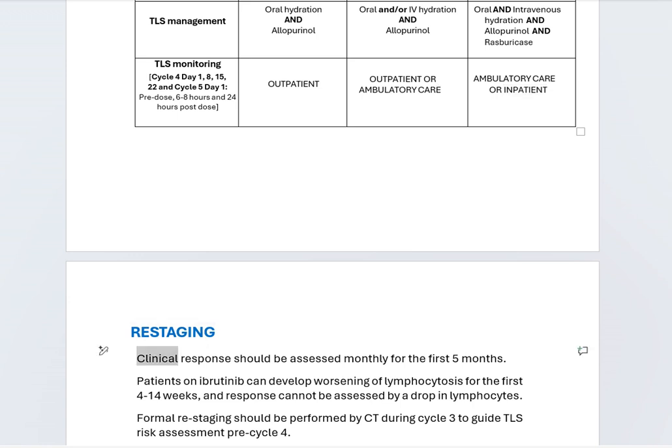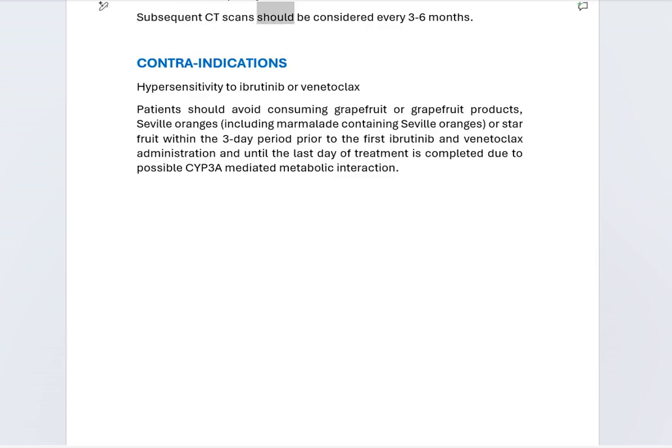Restaging. Clinical response should be assessed monthly for the first 5 months. Patients on ibrutinib can develop worsening of lymphocytosis for the first 4 to 14 weeks, and response cannot be assessed by a drop in lymphocytes. Formal restaging should be performed by CT during cycle 3 to guide TLS risk assessment pre-cycle 4. Subsequent CT scans should be considered every 3 to 6 months.